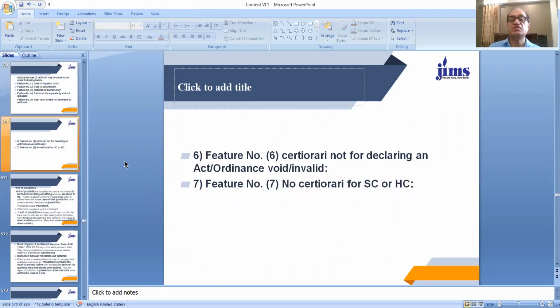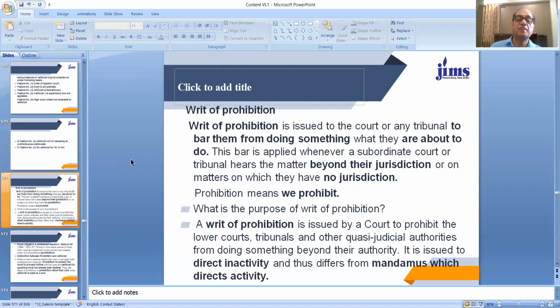Feature number 6, certiorari is not for declaring an act or ordinance void or invalid. This cannot be done in certiorari. Feature number 7, no certiorari for High Court or Supreme Court. Even the Supreme Court cannot issue a writ of certiorari against its co-judges or minor benches, or even for the High Court.